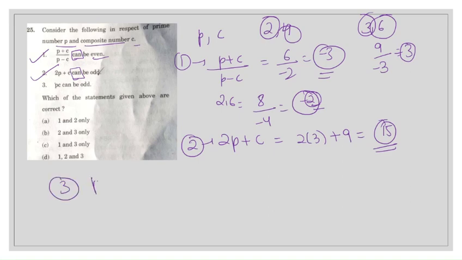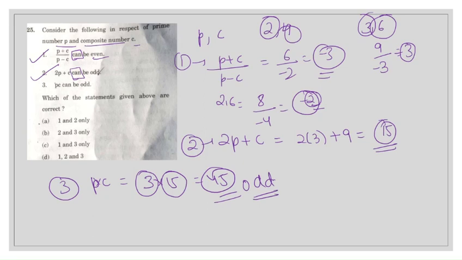Then the third one says PC can be odd. In case of P multiplied by C, we can take 3 and 15. Now 15 is a composite number and 3 is a prime number. And the product is equal to 45. So directly पता लग रहा है कि ये odd है. So obviously PC can be odd. So all these statements are correct.